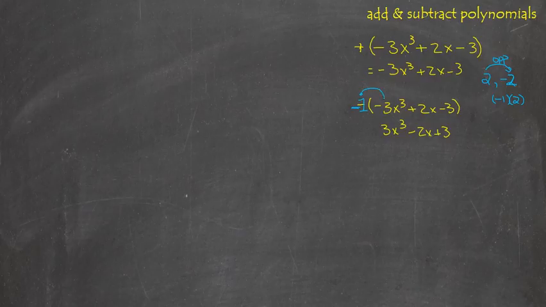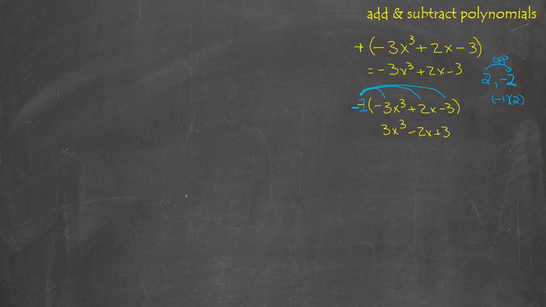Negative 1 times negative 3x cubed, positive 3x cubed. Negative 1 times positive 2x, negative 2x. And then negative 1 times negative 3, positive 3. Okay, so basically what we've done now is we've looked at positive and negative polynomials, and this information is going to help us add and subtract polynomials.